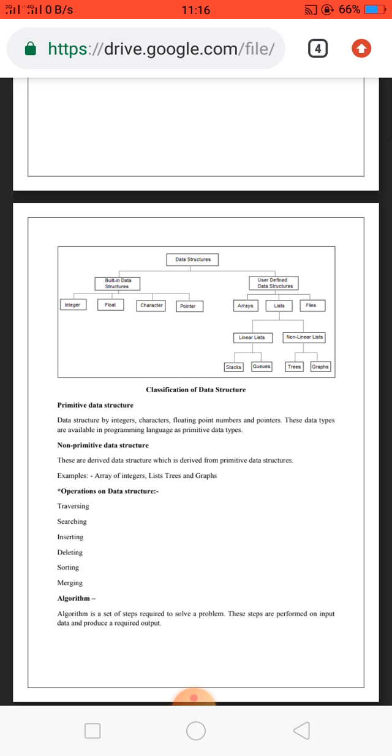Then you can sort in ascending or descending order. You can sort whatever data you have in your data structure by using various sorting algorithms, sorting methods. Then merge. If you have two data structures available, you can merge those data structures into one extra or large data structure, and you can merge those small data structures into that big data structure. This is your merging operation.